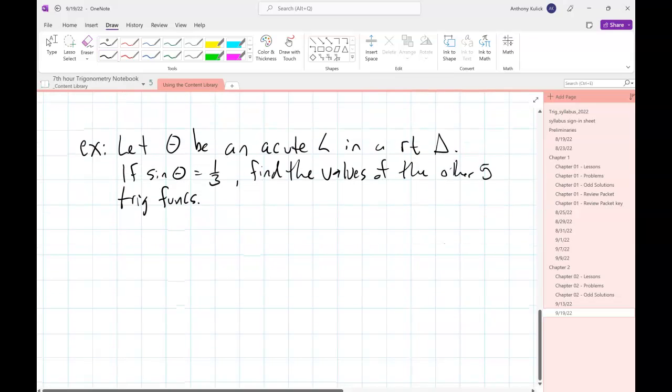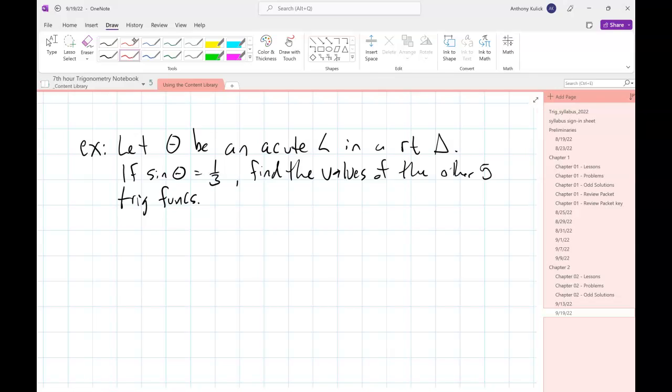Okay, so here it says let theta be an acute angle in a right triangle. If sine theta is equal to 1/3, find the values of the 5 other trig functions. First thing I'd want to do is draw a picture, right? What should my picture be of? A right triangle, very good.